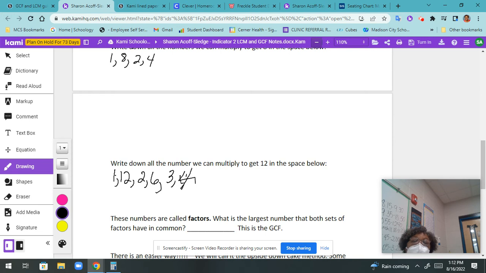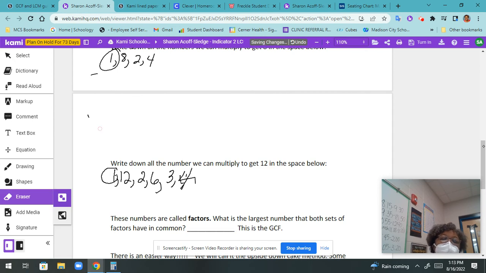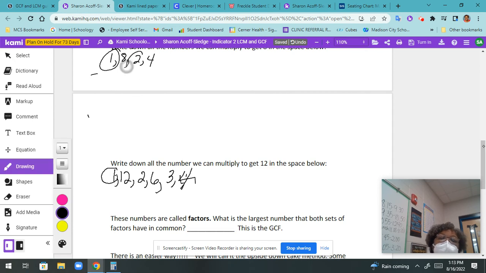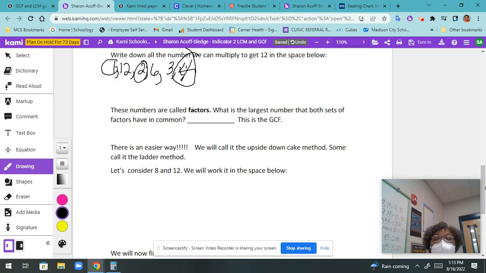So we want to find the greatest common factor. What is the largest number that both these sets of numbers have in common? So they have a 2 in common. They have a 1 in common. And what else do they have in common? A 2. Okay, I'm just going to circle those, okay? And then what else do they have in common? 4. So what's the largest number that both sets of numbers have in common? 4. So that's your greatest common factor.